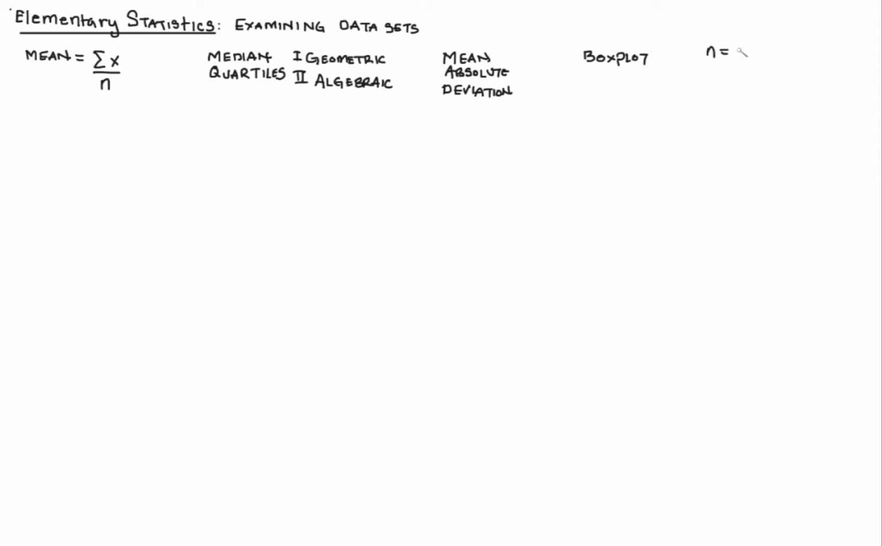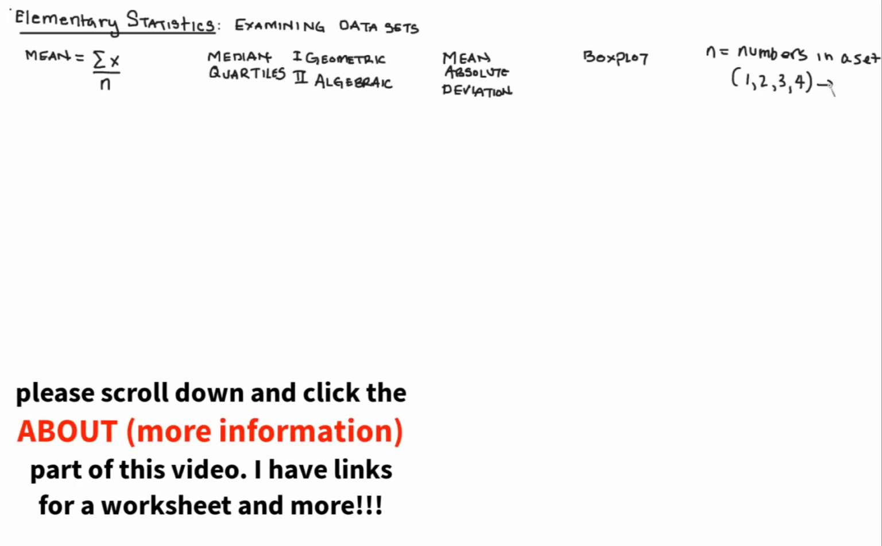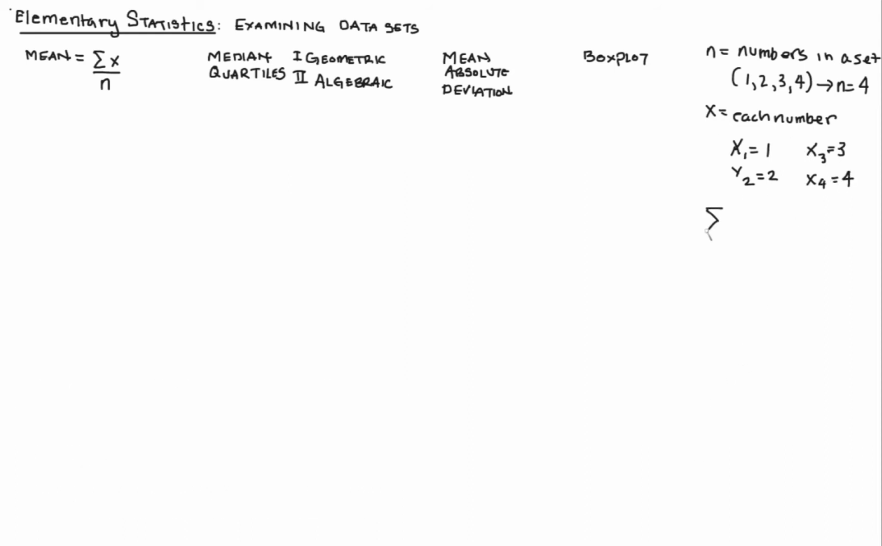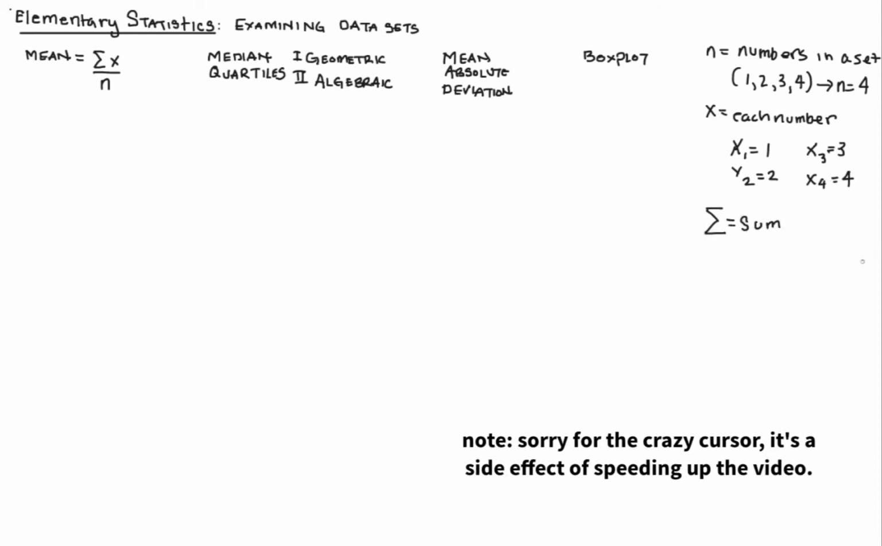Now, I'm going to have some terms that you may not be familiar with, so I want you to write these on a piece of paper. When you see n, that means the numbers in a set. And the x actually means each one of the numbers. So in this case, we've got x1, x2, x3, and x4. And that little subscript is usually, I write it with an i. And then finally, this is a sum.